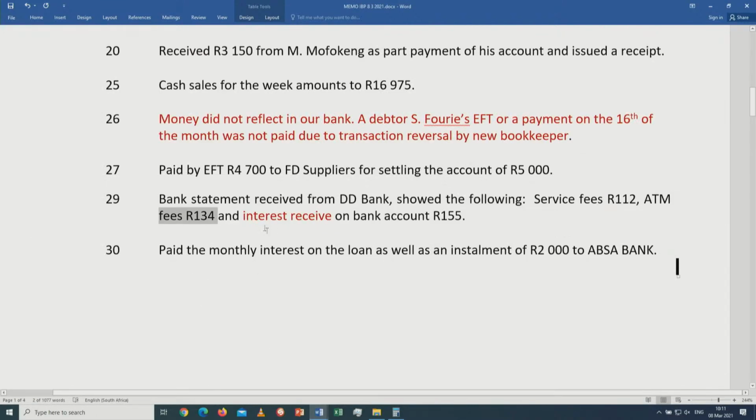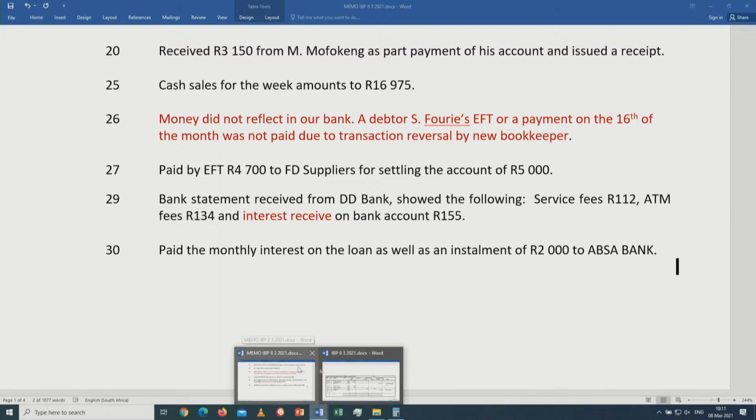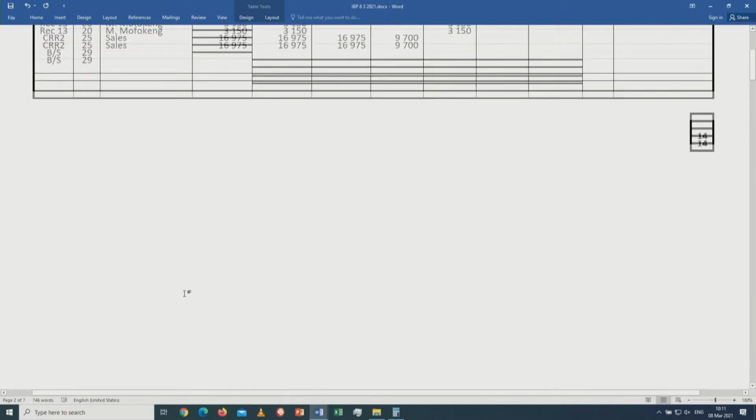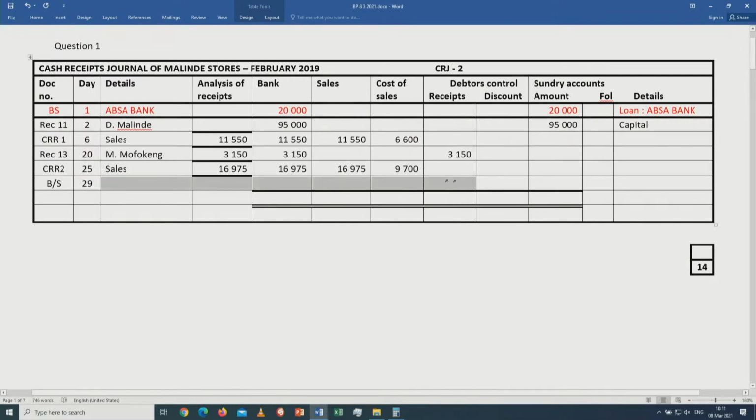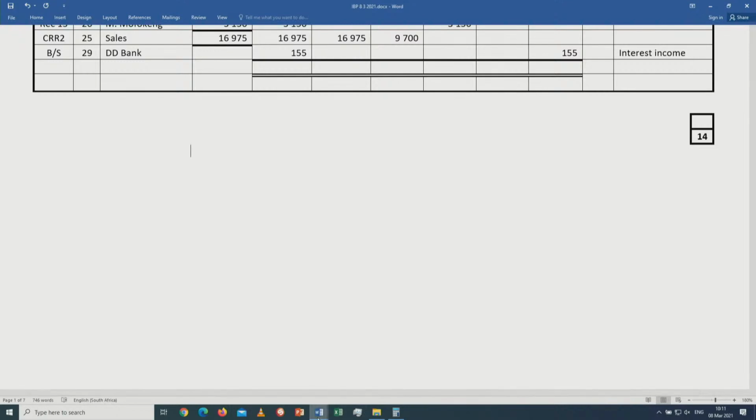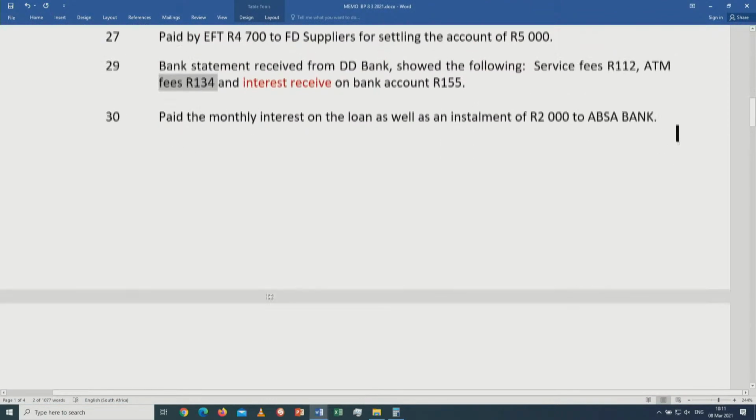On the same transaction, interest received. If you receive an interest, is it a payment or a receipt? It's clear, it's a receipt. Therefore, you must take it to your cash receipts journal. Then let's go to the cash receipts journal. On the 29th, you are receiving DD Bank, 155 rand. Under the bank, it came into your bank. Then under the sundry, you have 155. Then you have interest income. And then let's go to the last transaction.